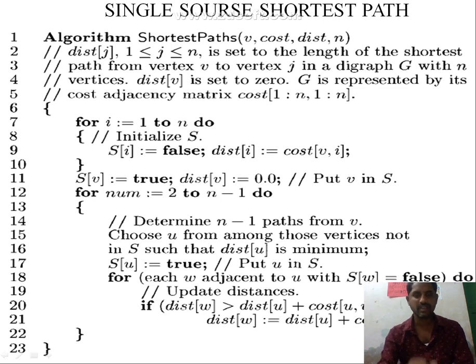and choose u from among those vertices not in S such that dist[u] equal to minimum, and S[u] equal to true. For each w adjacent to u with S[w] equal to false, then if dist[w] greater than dist[u] plus cost[u, w], then dist[w] equal to dist[u] plus cost[u, w]. So likewise we have to easily construct the single source shortest path, and we can say that it is Dijkstra's algorithm. Simply we can say Dijkstra's algorithm.